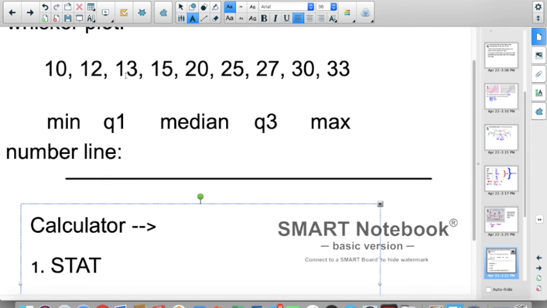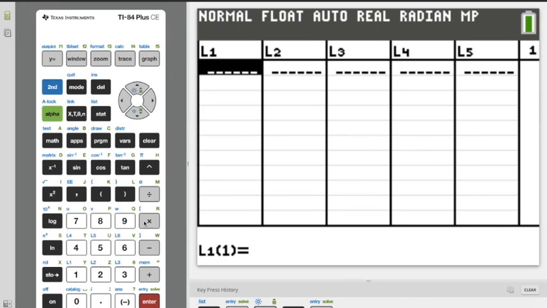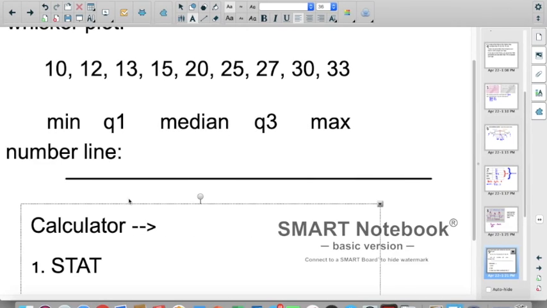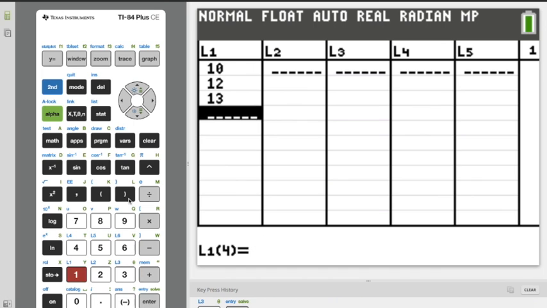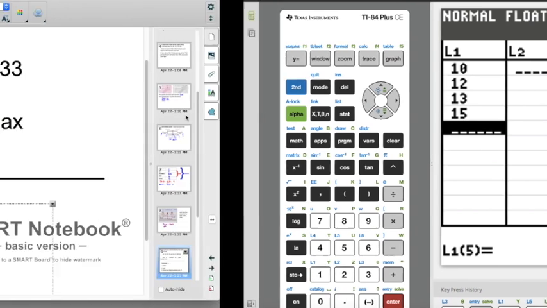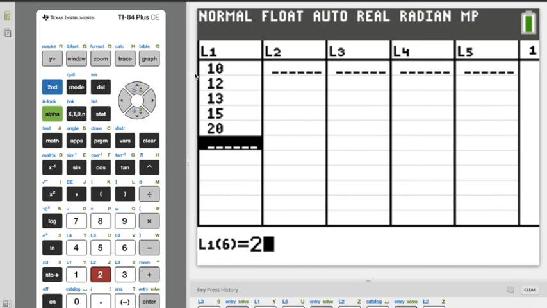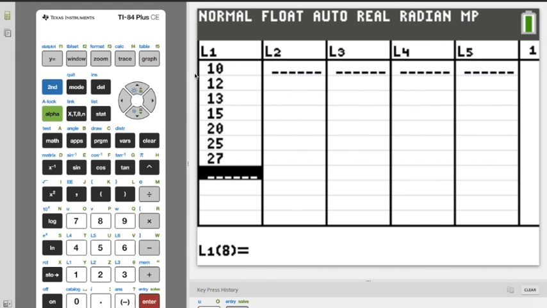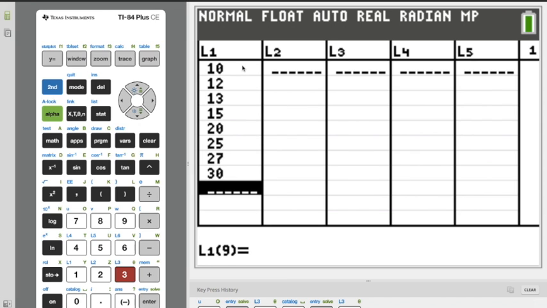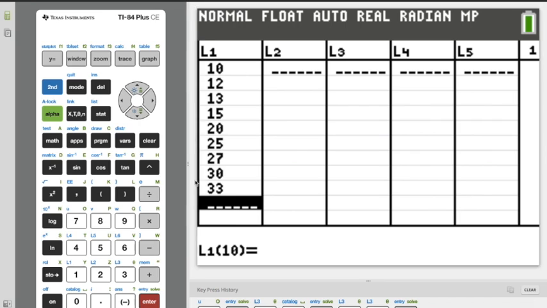So what are the numbers that we have here? 10, 12, 13, 15. Everybody should do this now. 10, 12, 13, 15, 20, 25, 27, 30, and 33. Check, make sure all your numbers are there: 10, 12, 13, 15, 20, 25, 27, 30, 33.